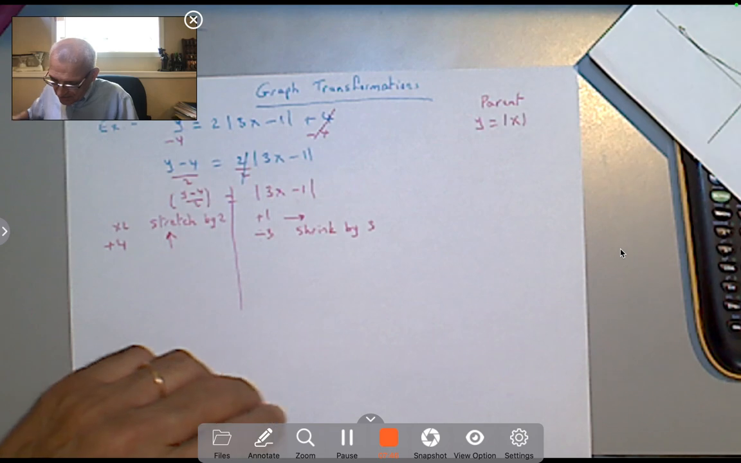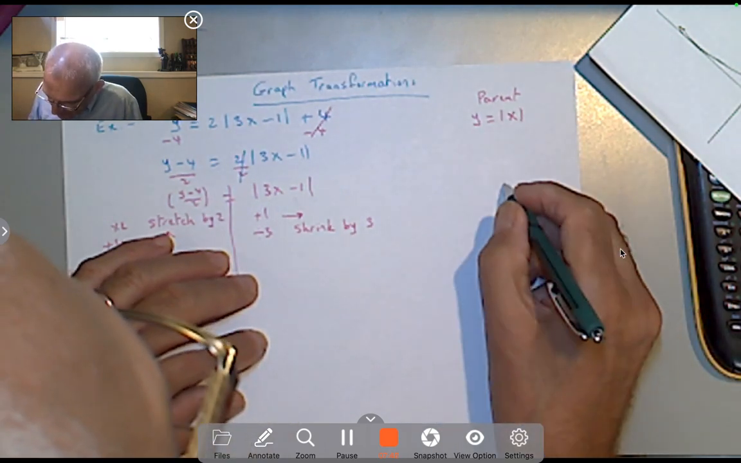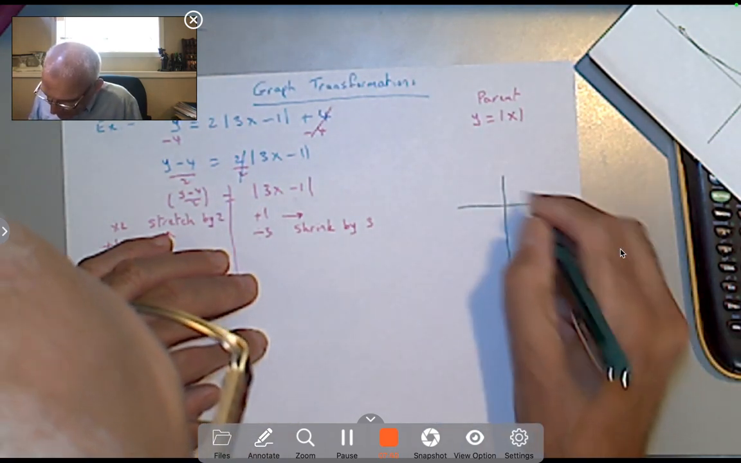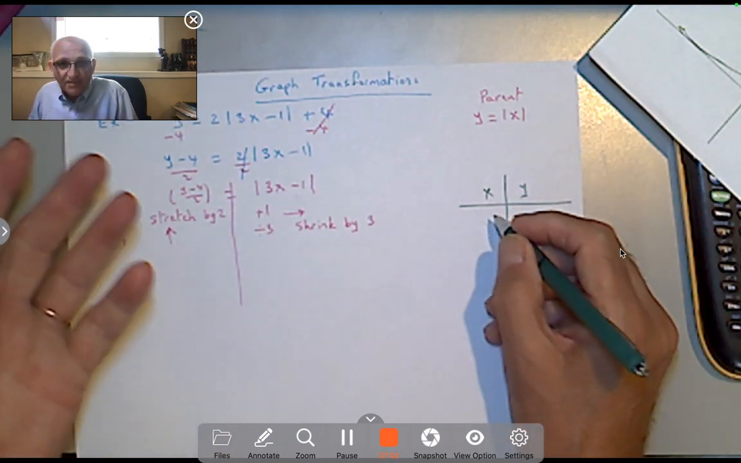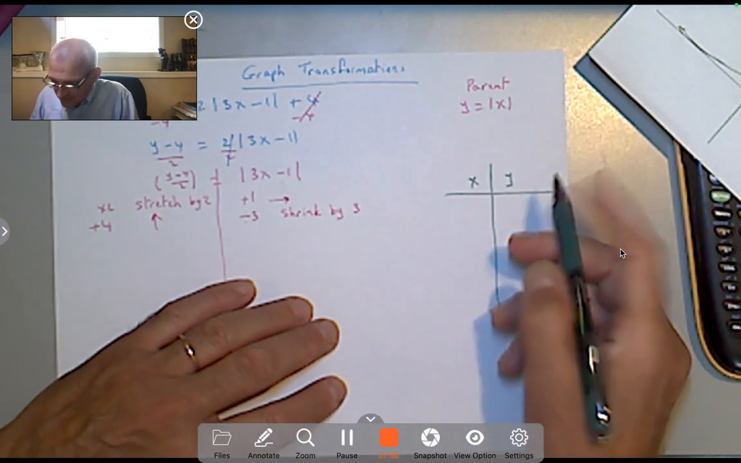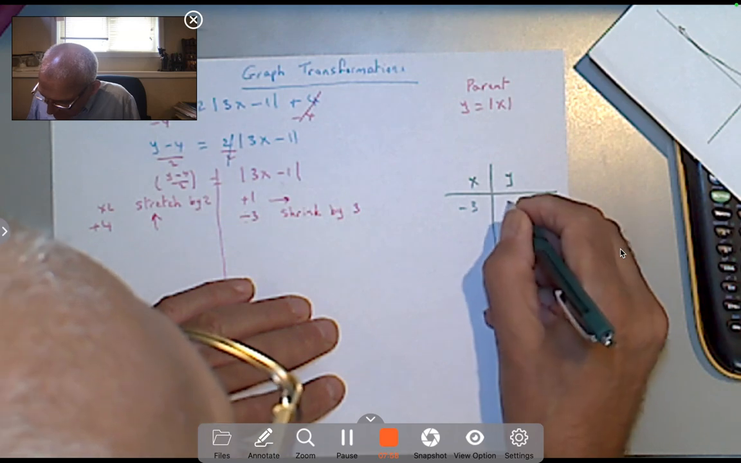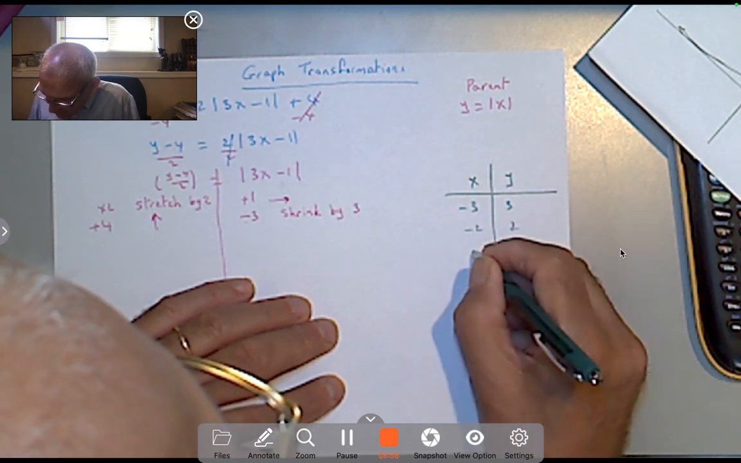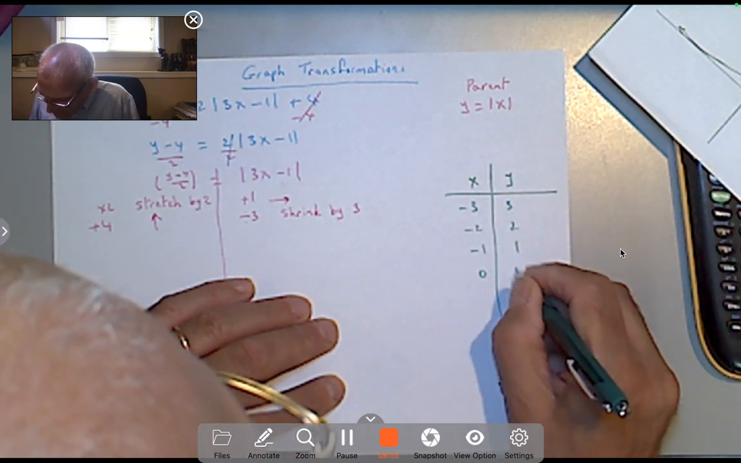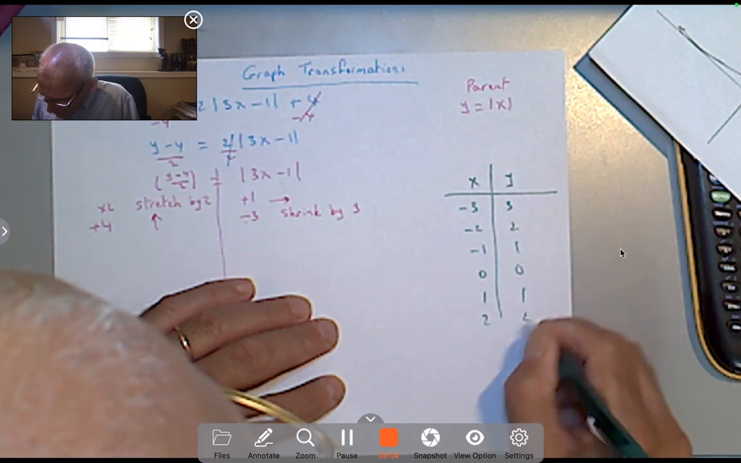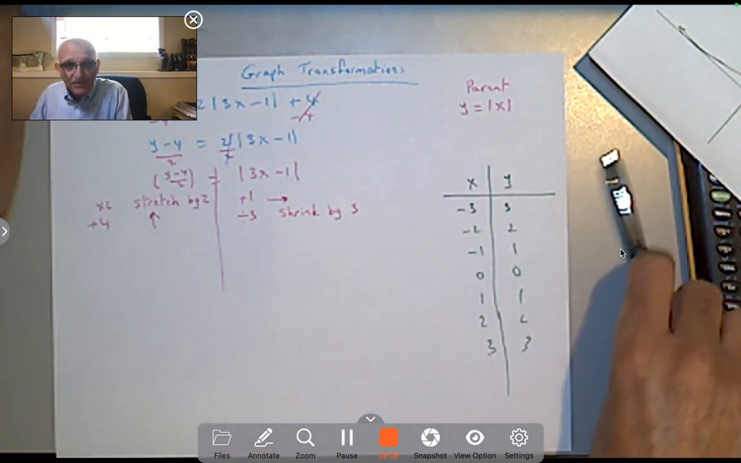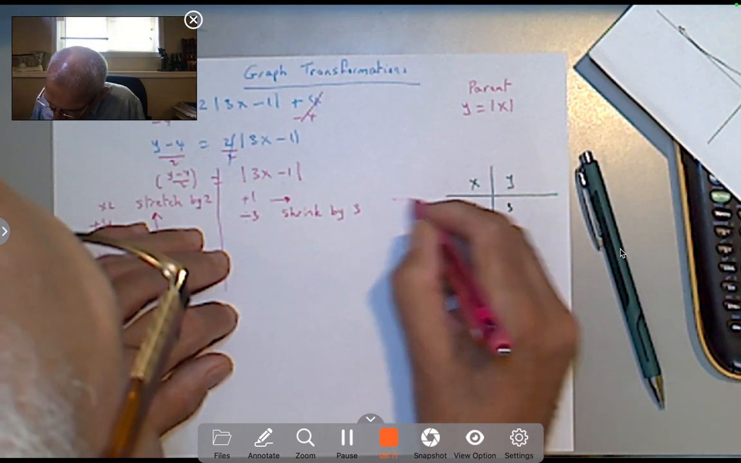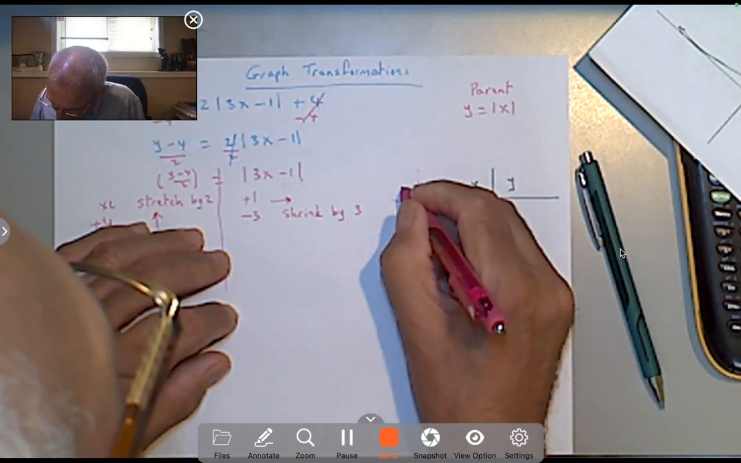Now, let's look at the graph. X and y for the parent function, it's the same. X equals y, except if x is negative. So if I say -3, it's 3. -2, it's 2. -1, it's 1. 0, 0, 1, 1, 2, 2, 3, 3, and so on and so forth. So very simple. Now let's move to our function, my x and y.